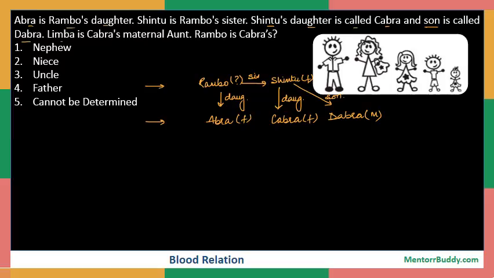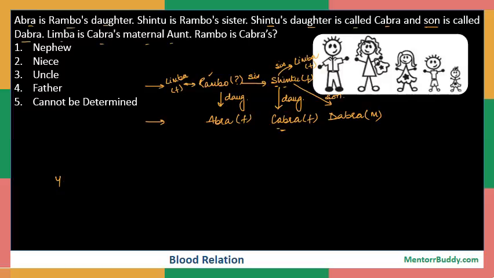The next line says Limba is Kabra's maternal aunt. Now Kabra is here. Her mother is Shintu. For a maternal aunt, that means Shintu should have a sister, so I'm using this space for Limba. If she becomes a sister of Shintu, she can be a maternal aunt. Now you may think that Kabra's mother's brother, if Rambo is a brother, his wife can also be maternal aunt, and thus Limba can be placed here as well.